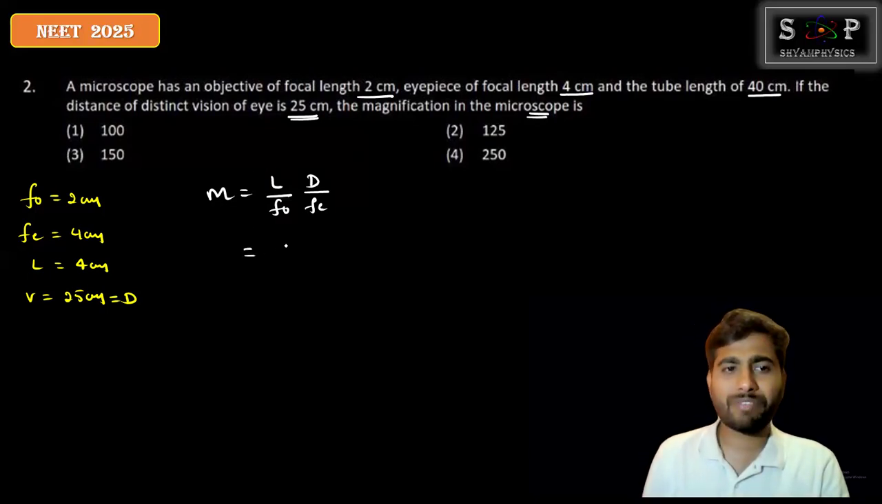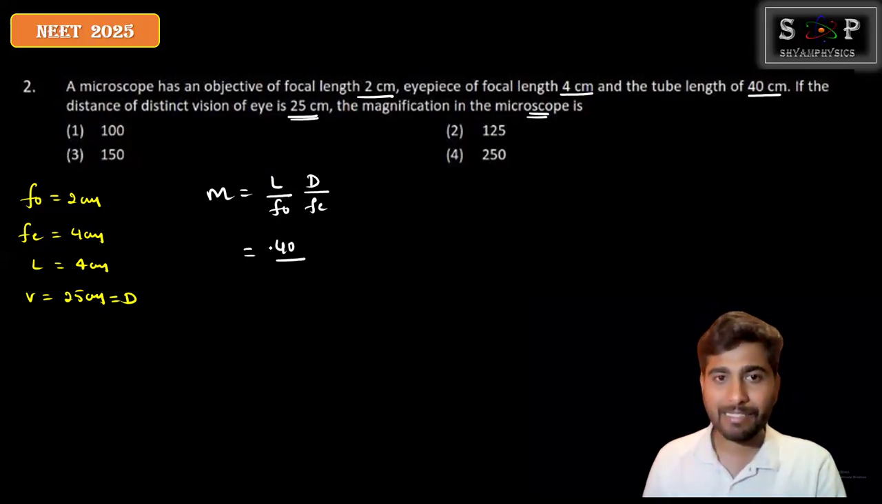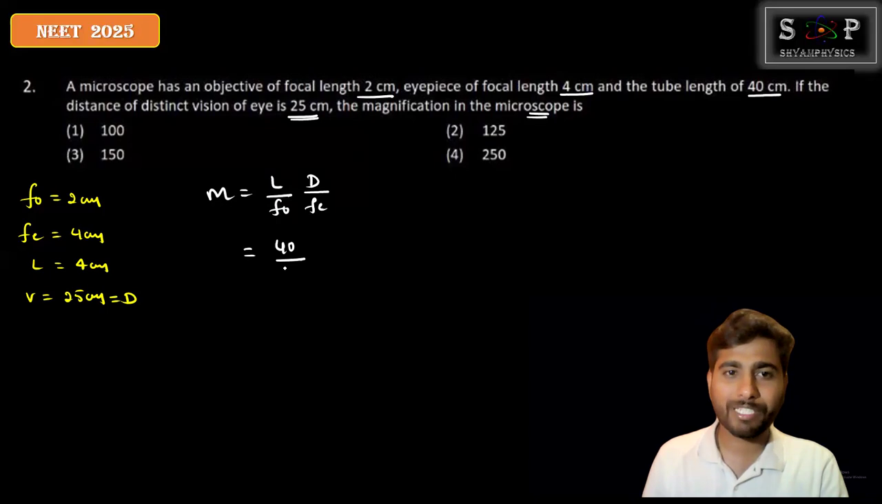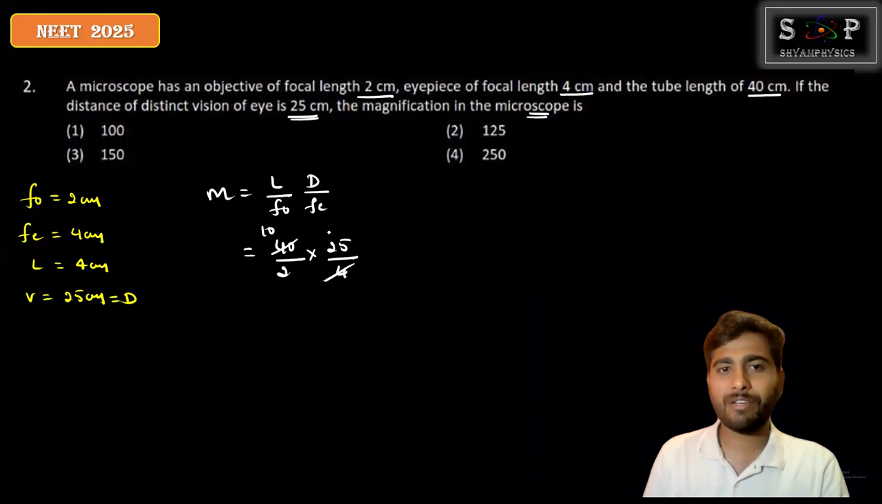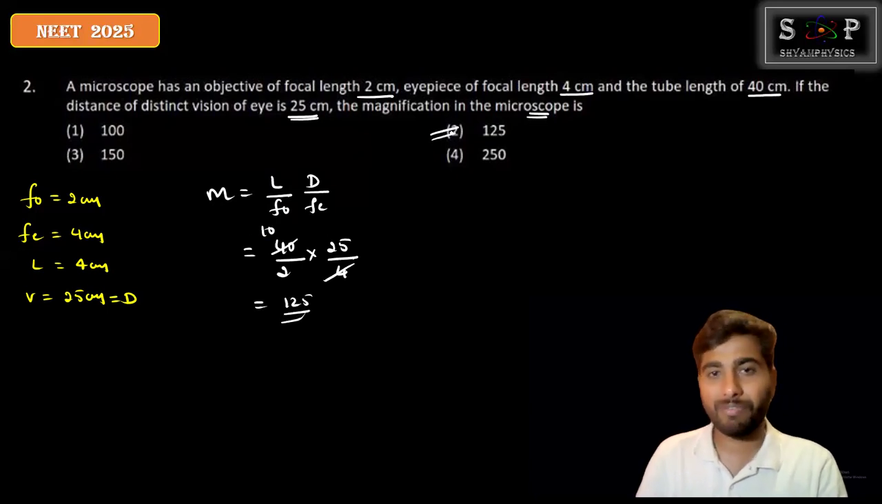Now, substitute everything. Length is 40 centimeter. Here units will be cancelled easily. Next, the focal length of the objective lens is 2 centimeter. It is 25 centimeter, and the eye lens focal length will be 4 centimeter. 4 ones are 4, 4 times 25 is 100, 250 by 2 means we will get a 125 times magnified image.